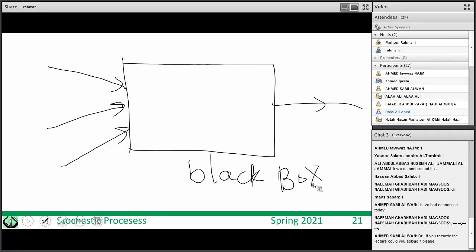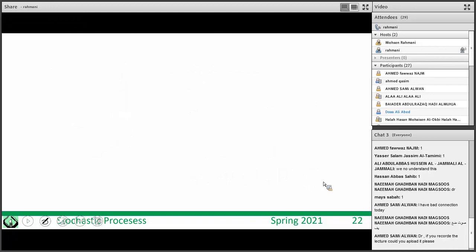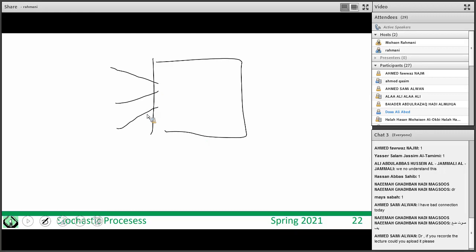In neural network, we have a black box and we want to find what is in the black box, which function is here. And in neural network also, the first step is to guess a formula. For example, assume that we have 3 inputs, for example, and 1 output.